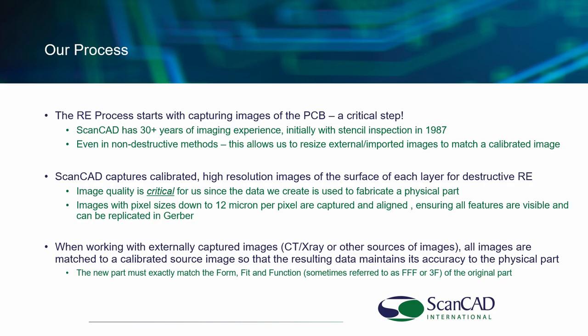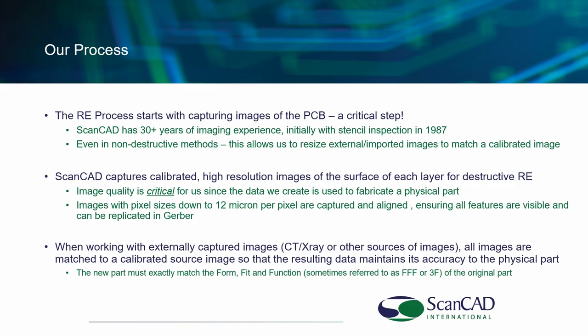Whether a destructive or non-destructive method is used, we always start by capturing an image of the surface of the PCB on our calibrated system. If there's no physical board available, we're able to start the process by referencing any called out dimensions on data sheets, and then we resize the resulting Gerber data to match those dimensions. And if X-ray images are used, the images themselves are resized to match a scan of the physical board, so that each and every layer of the circuit board is dimensionally accurate.